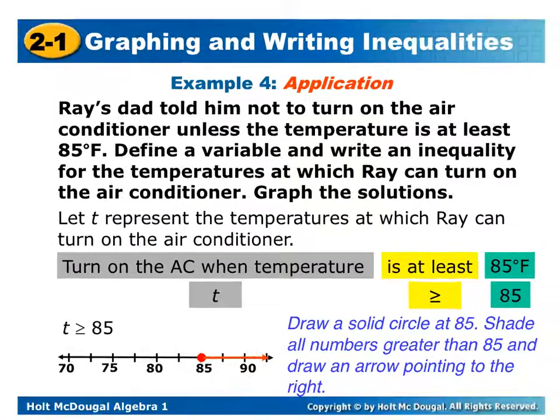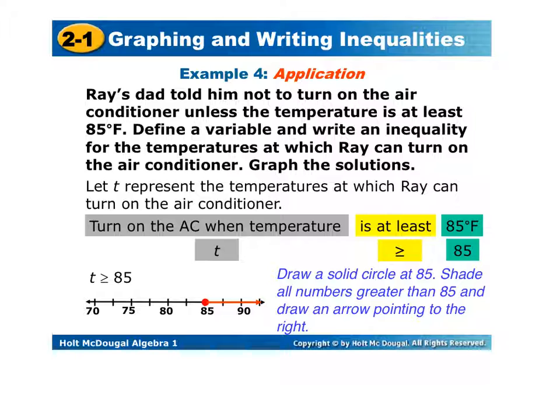Here's a word problem. Ray's dad told him not to turn on the air conditioner unless the temperature is at least 85 degrees. Okay? How hot does it have to be before he can turn on that air conditioner? What would be a good temperature he could turn it on at? At least 85 means it's got to be pretty hot. So it's got to be, Melanie? 85 or higher. So the word at least is greater than or equal to, it could be 85 or any temperature above that.